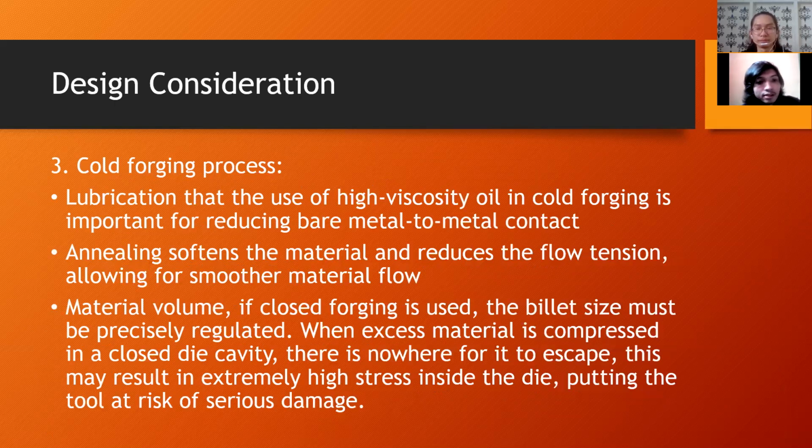For design considerations, cold forging process. First, lubrication. The use of high viscosity oil in cold forging is important for reducing bare metal to metal contact. Then annealing. Annealing softens the material and reduces the flow tension, allowing for smoother material flow. Then material volume. If closed forging is used, the billet size must be precisely regulated. When excess material is compressed in a closed die cavity, there is no way for it to escape. This may result in extremely high stress inside the die, putting the tool at risk of serious damage.